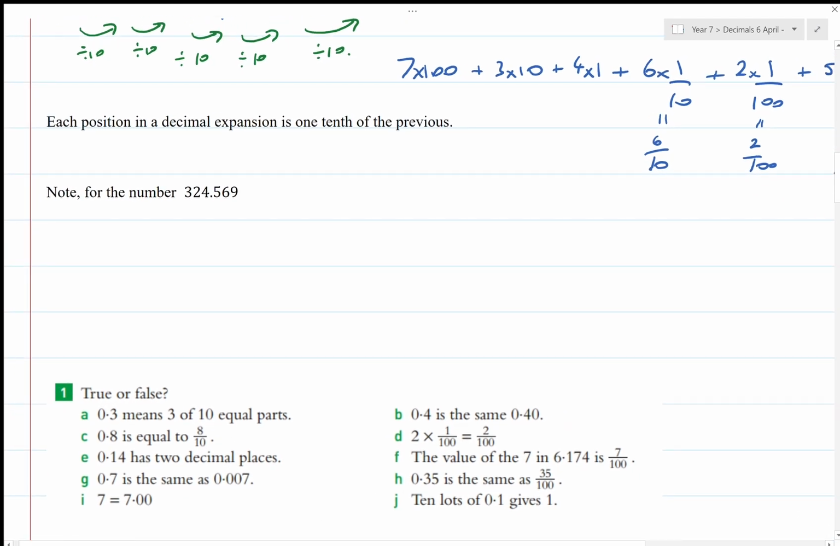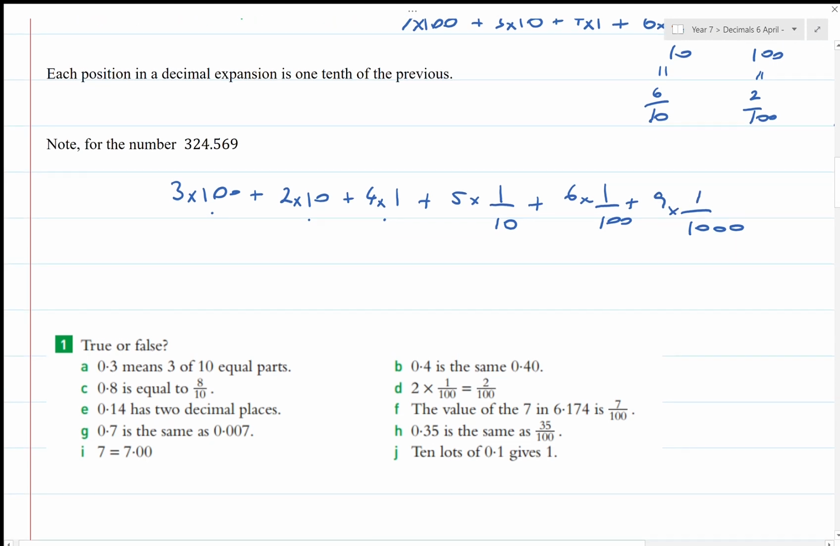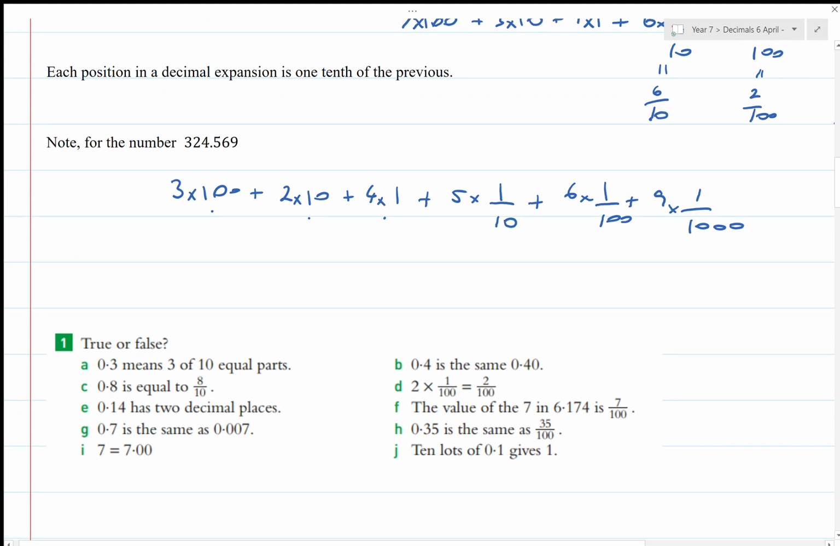Okay, so we could do exactly the same thing here. Girls, you might need to pause if I go too fast, just to write things down. So again, we've got hundreds, tens, units, and tenths, hundredths, and thousandths. There we go. Okay. So that really is the most important thing for you to know right now.